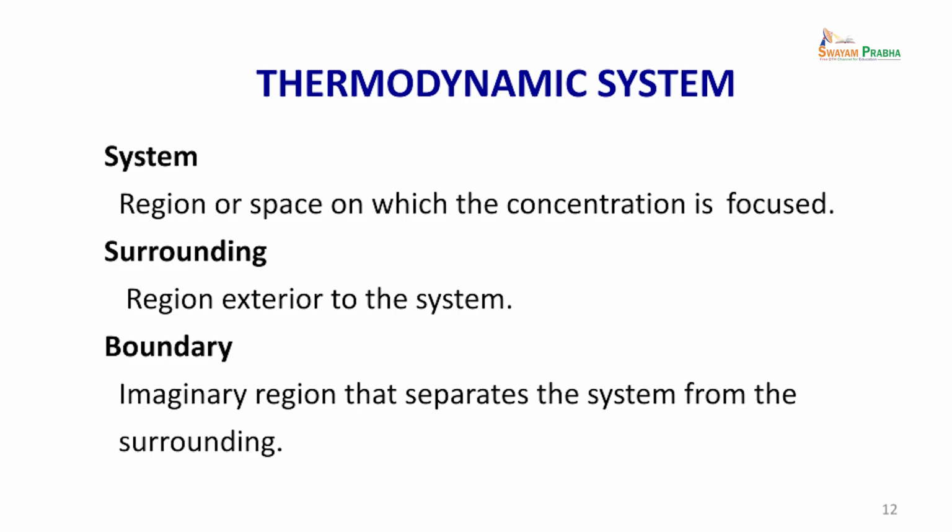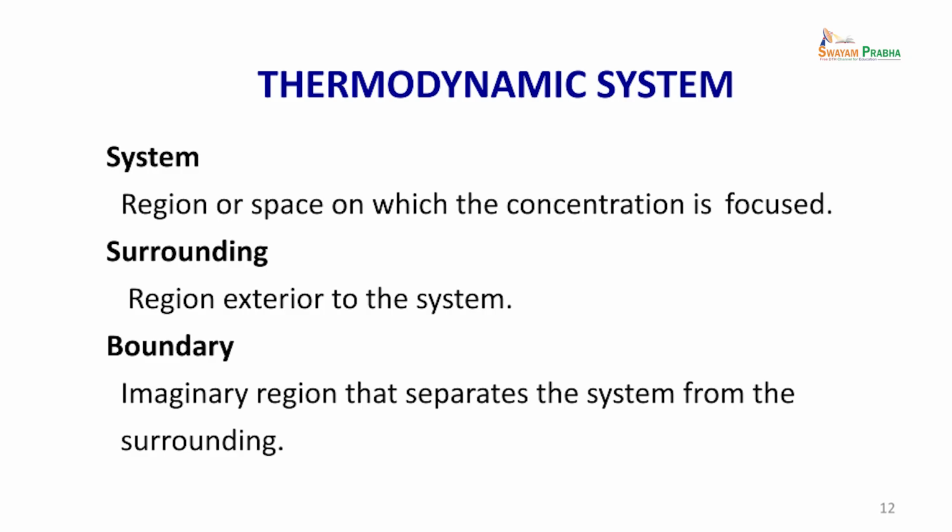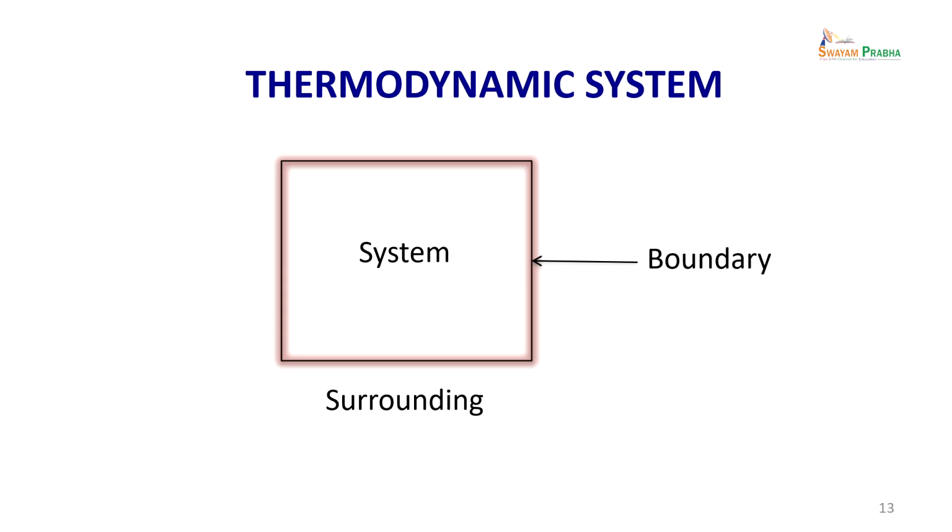If I am focusing on the fluid which is present inside the piston cylinder arrangement, it is considered as a system. Surrounding is anything which is external to the system, which is outside the system. And there is a region which separates the system from the surrounding. There is a region between the system and the surrounding which is called a boundary.